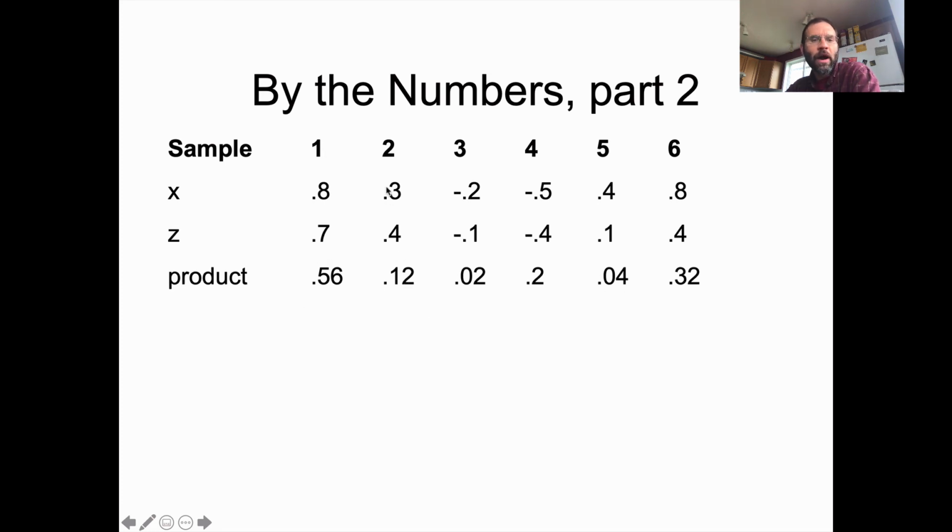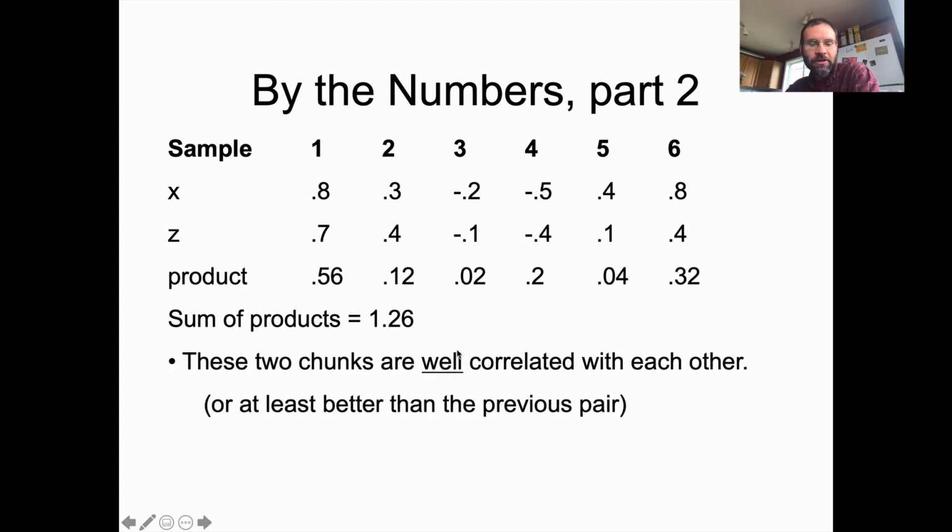And the reason they're winding up positive is because they're all matching in sign, whether it's negative or positive. So when this one's positive, this one's positive. When this one's negative, this one's negative. That gives us a good match overall. And our total sum of products is going to be 1.26.